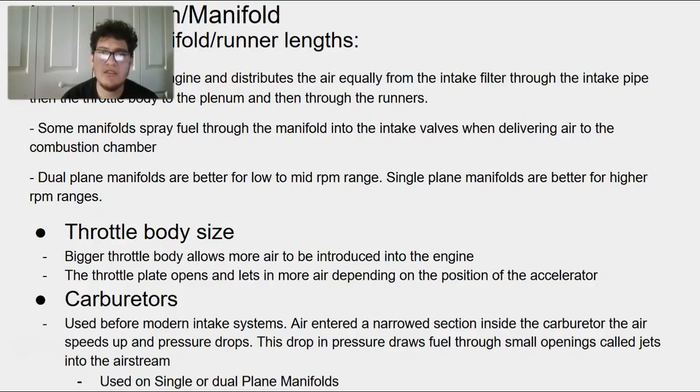The intake system delivers air into the engine and distributes the air equally from the intake filter through the intake pipe and then the throttle body to the plenum and then through the runners. Some manifolds have injectors that spray fuel through the manifold into the intake valves when delivering air to the combustion chamber. Dual-plane manifolds are better for low to mid RPM range. Single-plane manifolds are better for higher RPM ranges.